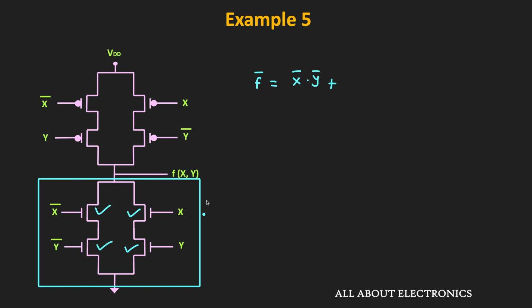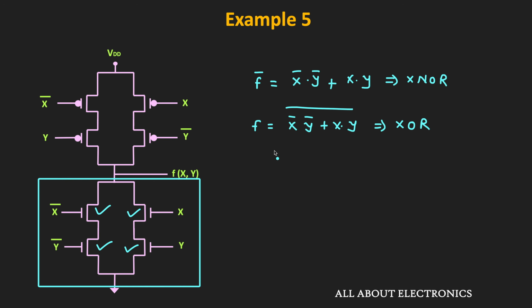That means we can say that this F bar is equal to this X bar dot Y bar plus X dot Y. Or we can say that this F is equal to this X bar dot Y bar plus X dot Y whole bar. Now as you know, this X bar dot Y bar plus X dot Y is basically an XNOR function. So if we take the complement of it, then we will get the XOR function.